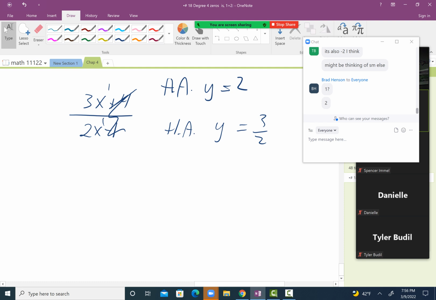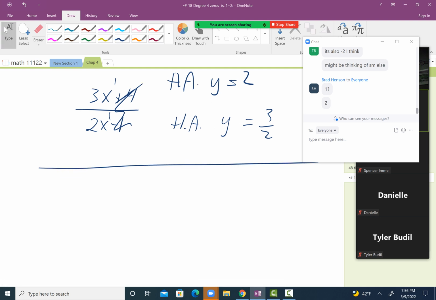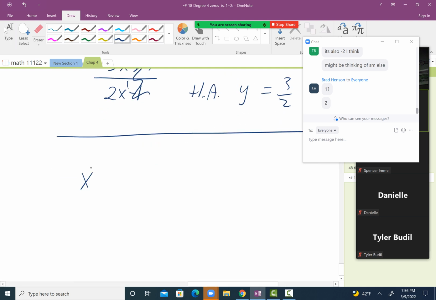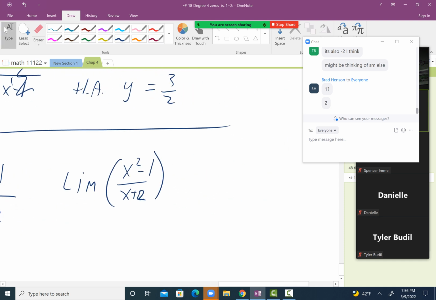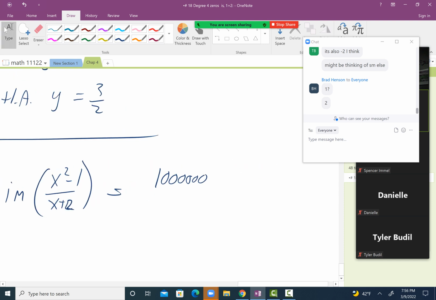So the last possible situation is, what happens when we have an x squared? Say we had -1 and I change this to an x plus 2. So here we're going to take the limit of this. Again, if I put in a very large number, and remember, I could put anything I wanted in there, I could put 1 billion. I'm not going to, but I could.